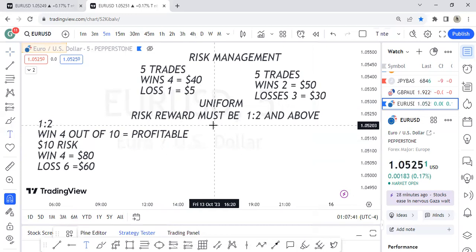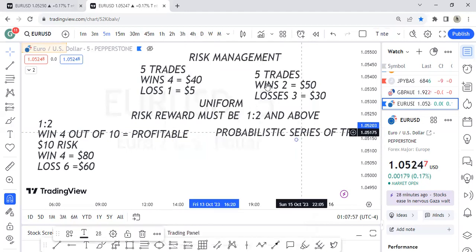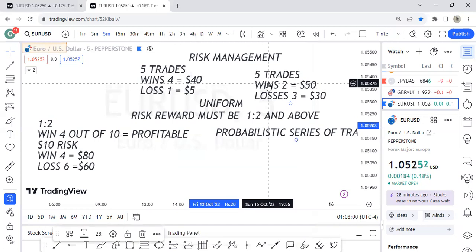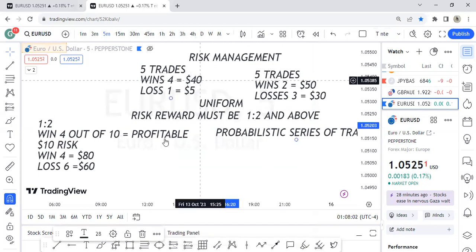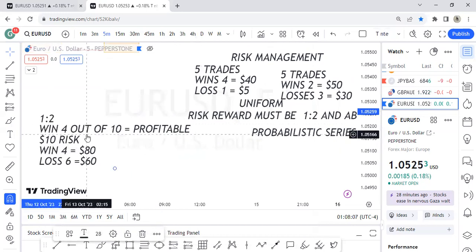That means you must take your trades from a series of trades perspective. We don't have to put too much priority on one single trade. If you're taking 10 trades, then you're looking at the big picture. Okay, let me just win 4 out of 10. You're not trying to win every single trade, because all you need to be profitable is just to win 4.